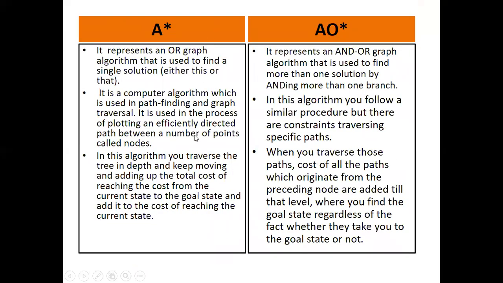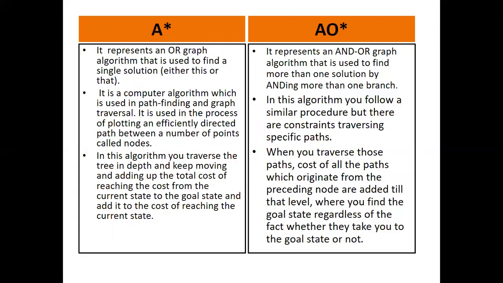Okay, now let us see some differences between A star algorithm and AO star algorithm. So A star represents an OR graph algorithm, right? That is used to find a single solution, either this or that. But in case of AO star algorithm, it represents an AND-OR graph algorithm that is used to find more than one solution by ANDing more than one branch. We saw like we have combined two branches together to form a single path.